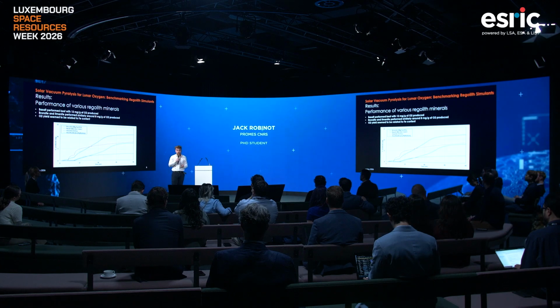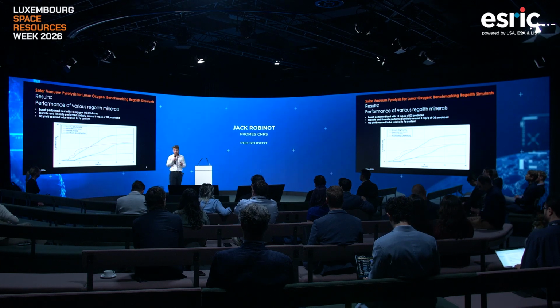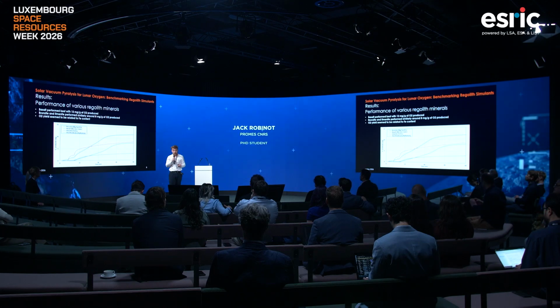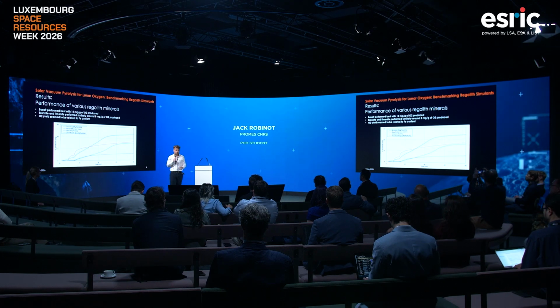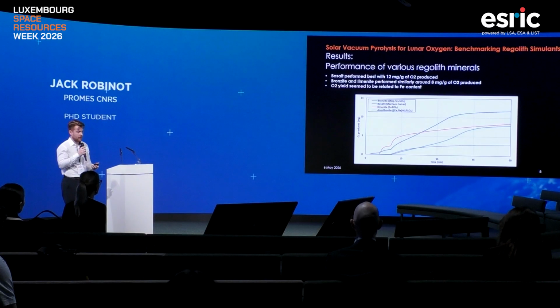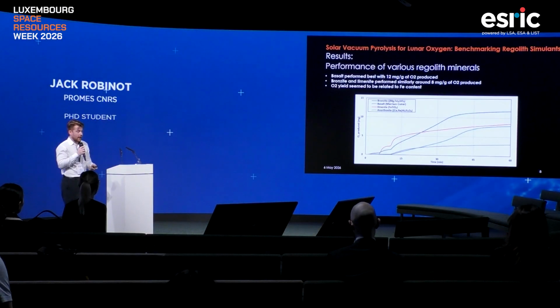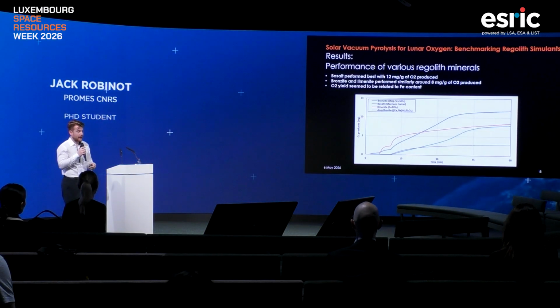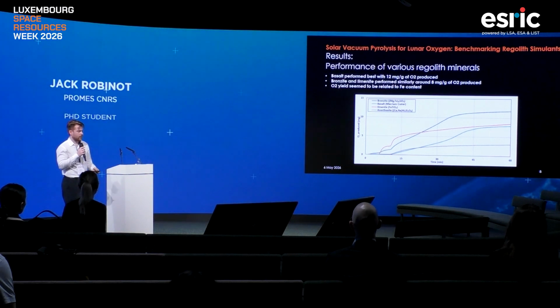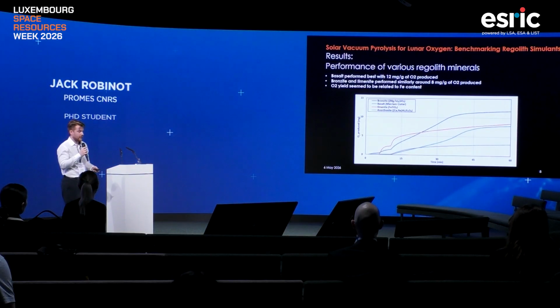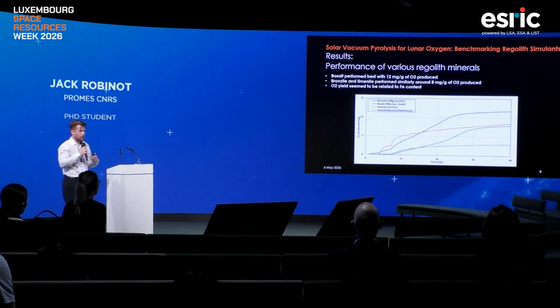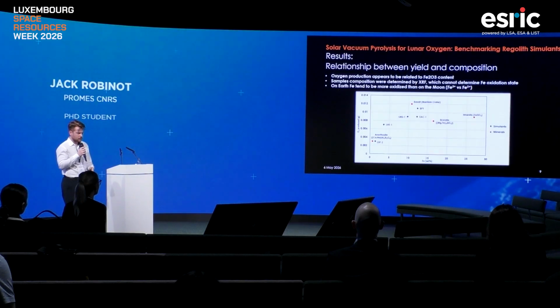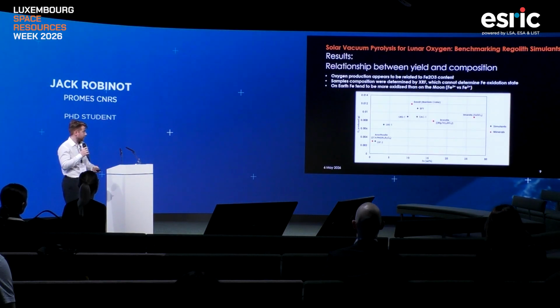And then what we tried is to use various minerals that are inside the regolith simulant. What we observe is that the best performer is the basalt with 12 milligrams of oxygen. The bronzite and ilmenite show similar performance, while the lowest performance is the anorthosite. So a first conclusion is that the oxygen yield seems to be related to the iron content inside the lunar simulant. The higher the content of iron, the higher the production is.